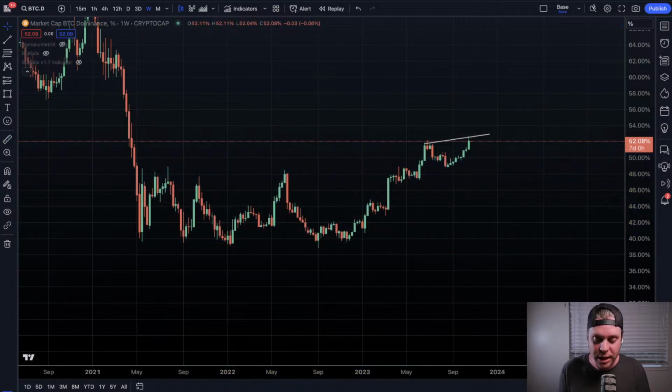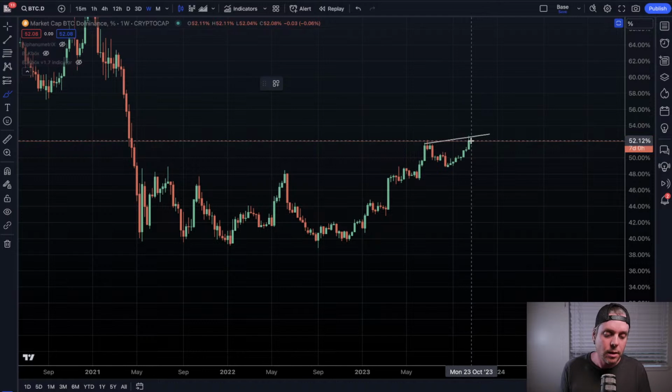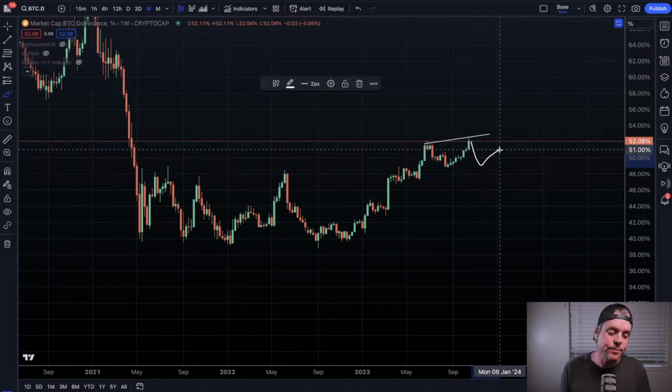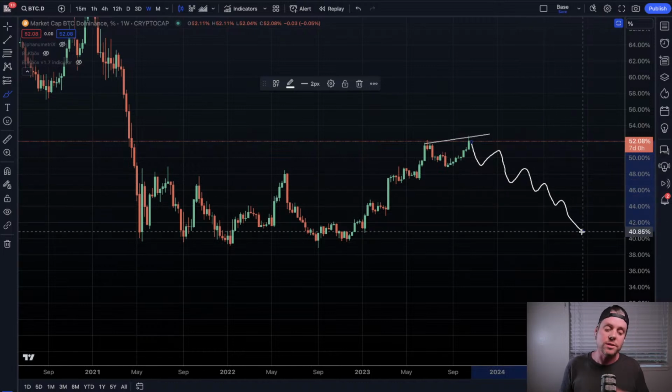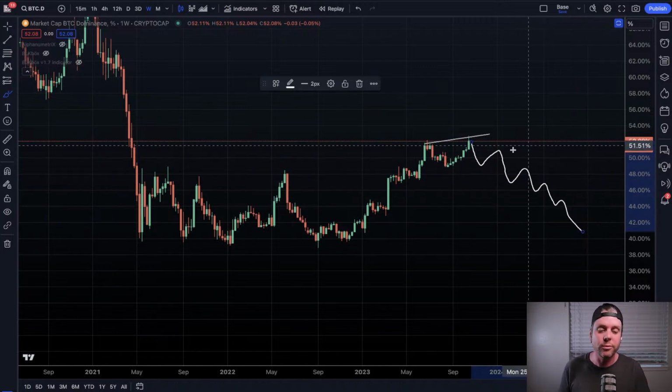But if we get a change of direction here, let's say we get a move down and start changing this trend to downwards, well, now alts are going to really begin to perform.